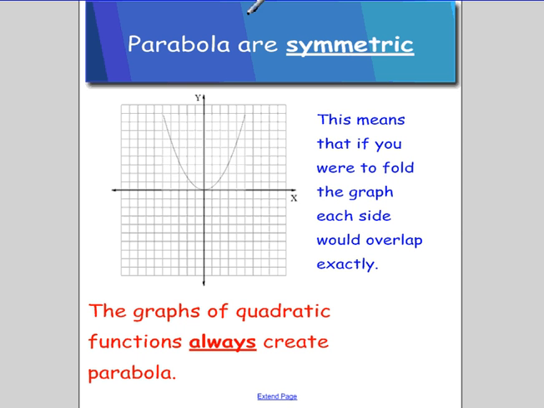So if we move along, what we're going to do first is analyze the shape that a quadratic makes. It makes what's called a parabola shape, which is basically just a U shape. Parabolas or U shapes are symmetric. Basically that means if you fold them along a particular line, they would match exactly. In this case, if we fold it along the y-axis, they would overlap exactly. So the graphs of quadratic functions are always going to create parabolas. So you know that if you graph a quadratic function and it doesn't create a parabola, then there is something wrong with the graph.